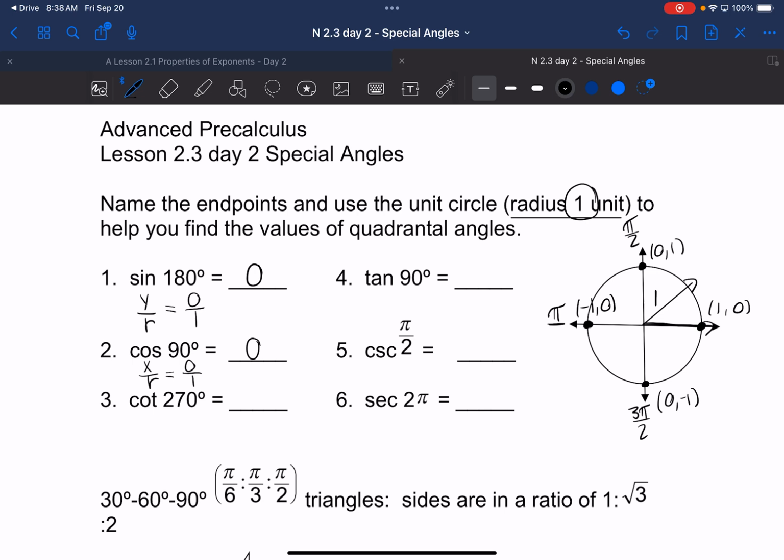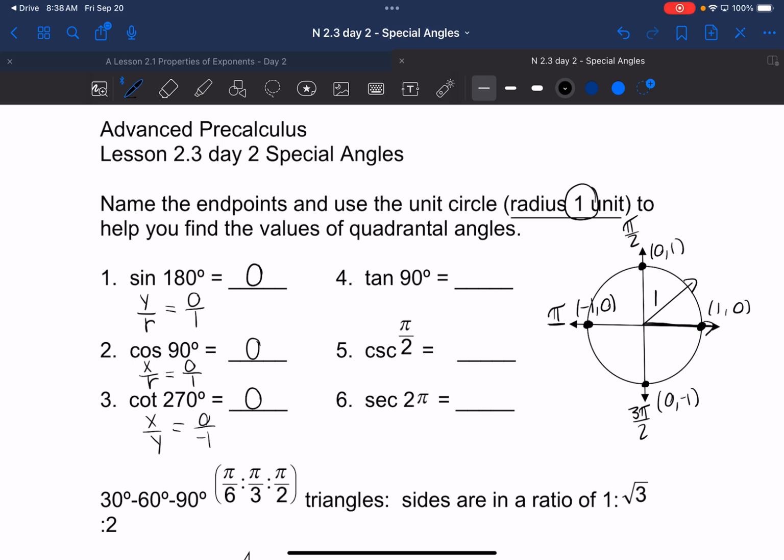All right? Then they asked for cotangent of 270. Remember, cotangent is just the reciprocal of tangent, right? So if tangent is y over x, cotangent is x over y. Okay? So for x over y at 3 pi halves, what are we going to have there? 0 over negative 1. Right. Which simplifies to 0, right.